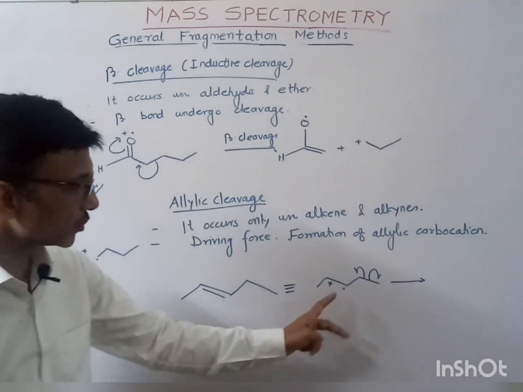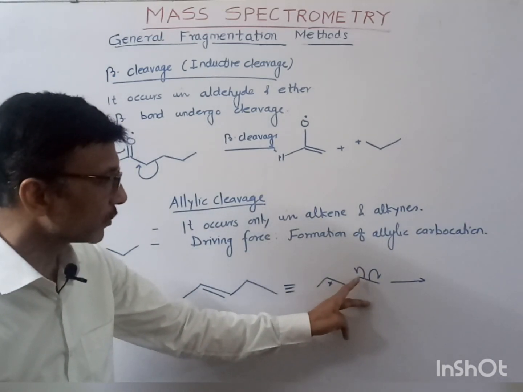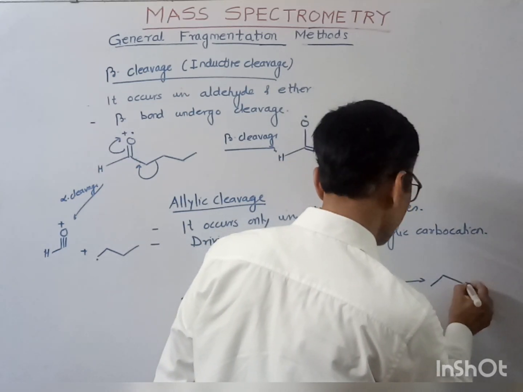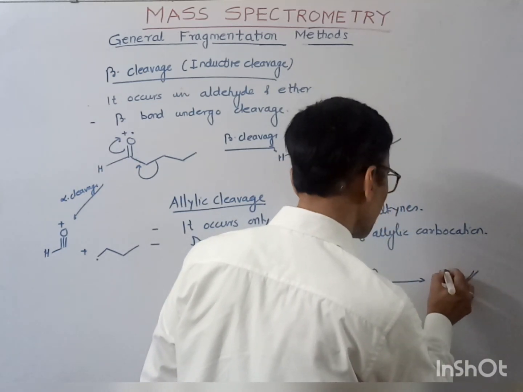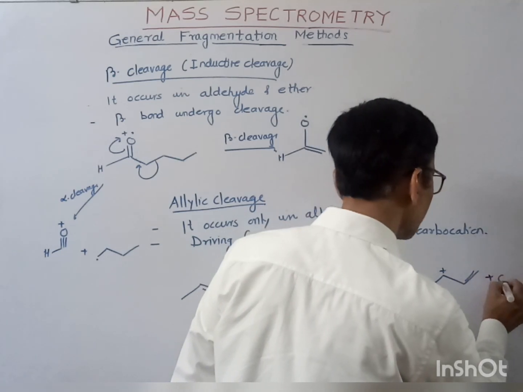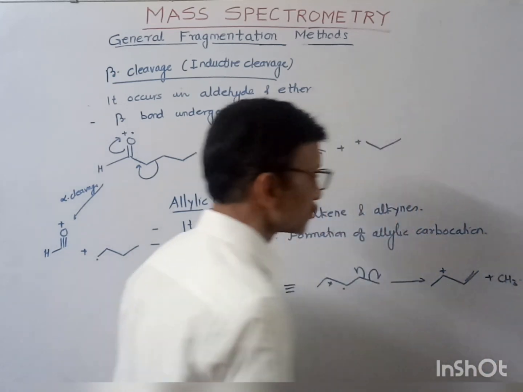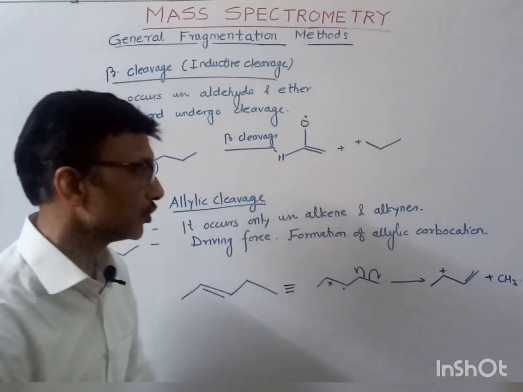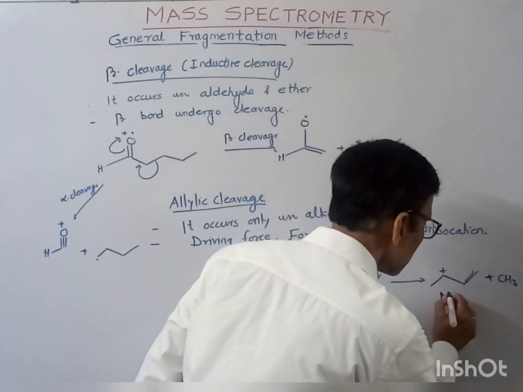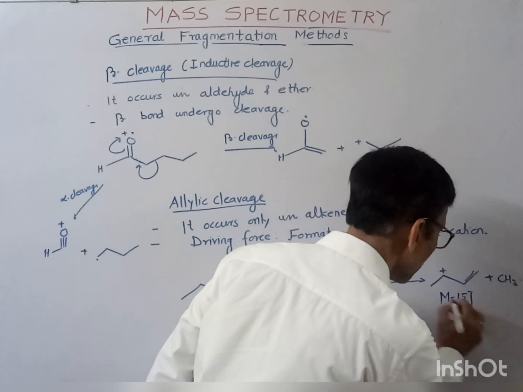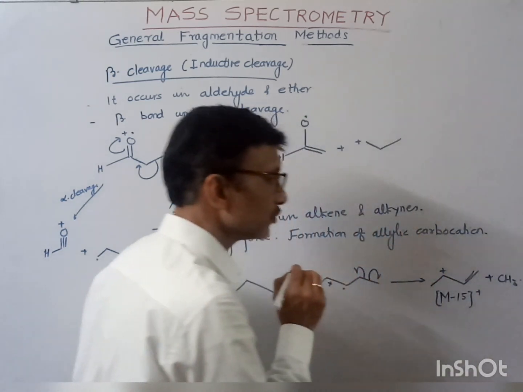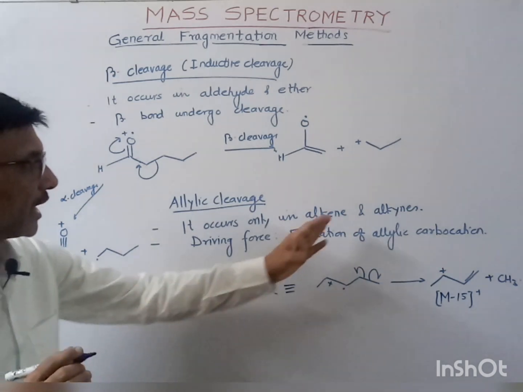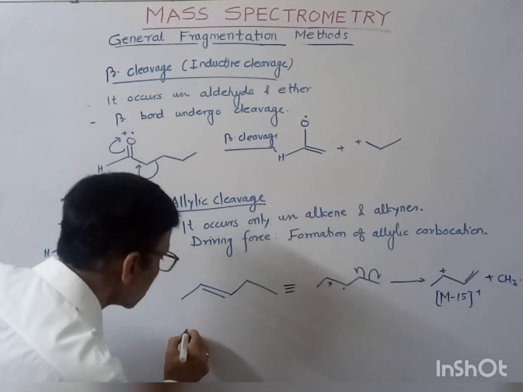And what you will get, this radical and this radical will form a double bond, and positive charge is present over here, plus methyl radical. So you can see that an allylic carbocation is formed. So you will get a peak at M minus 15 value, this m/z value. Okay. Now in the same way, alkyne. In alkyne also you will see.